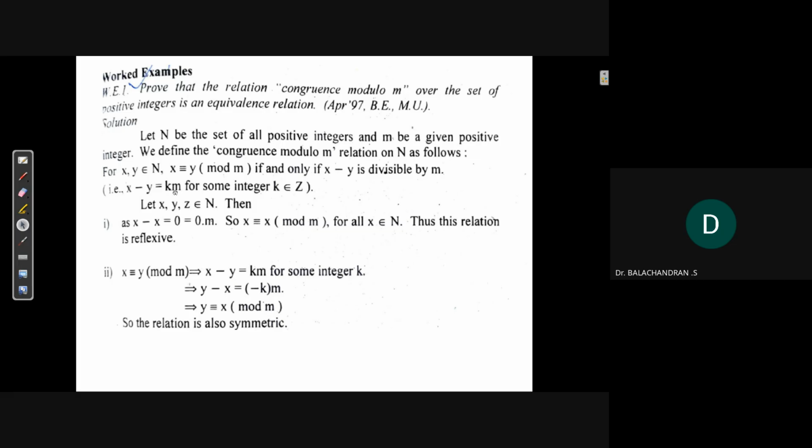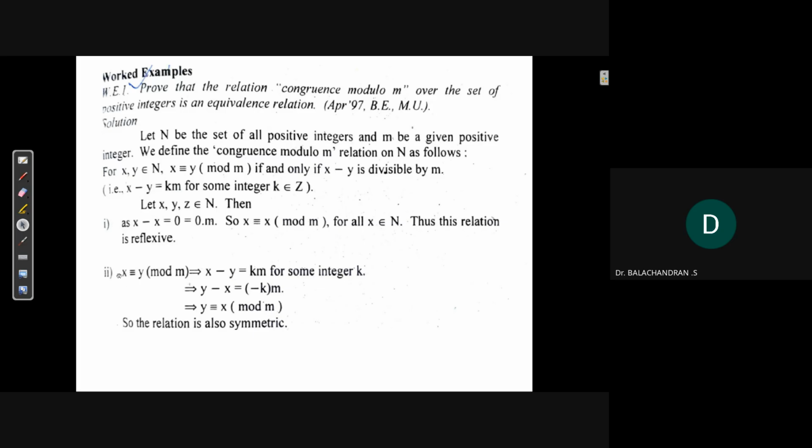When you can write like this, x minus y is divisible by m. If you write like this, you can tell x minus y is also divisible by m. So that's why x minus x is equal to 0 into m, which means x minus x is divisible by m. X minus x is divisible by m implies x is congruent to x mod m for all x belonging to the set. And hence this relation is reflexive.